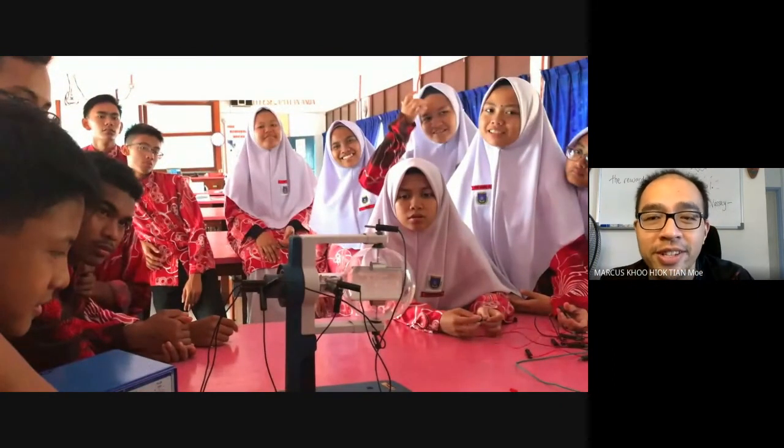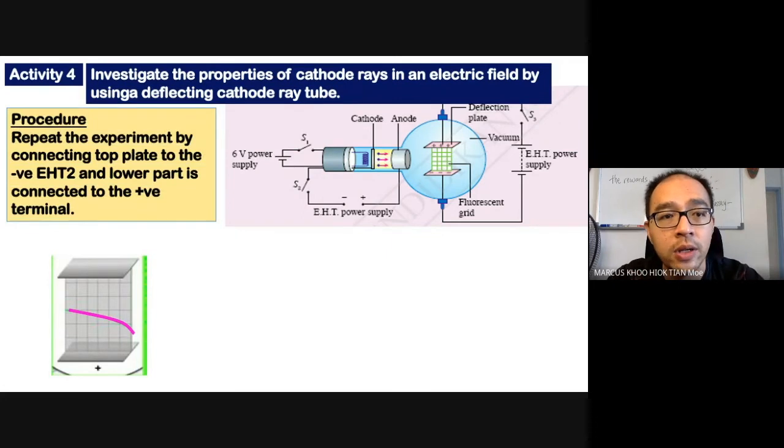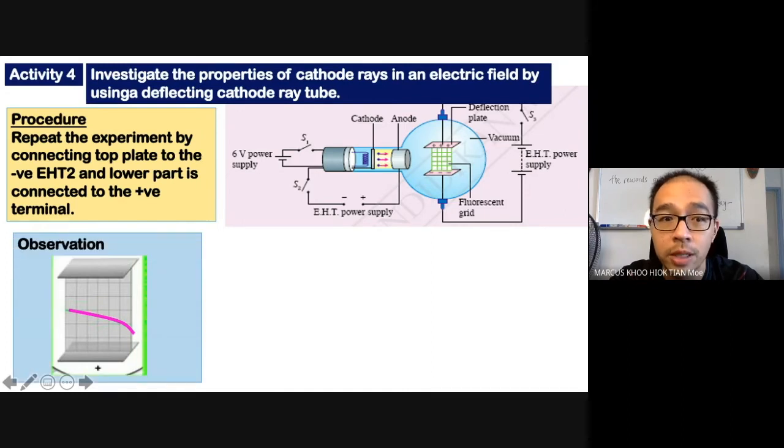So the video is just to show. If we see the deflection going upwards, then you know that on the top there is a positive plate and the bottom is a negative plate. Now if we reverse it the other way around, so now the top part is negative and the bottom part is positive, you're going to get this observation, which is the third observation in your table.